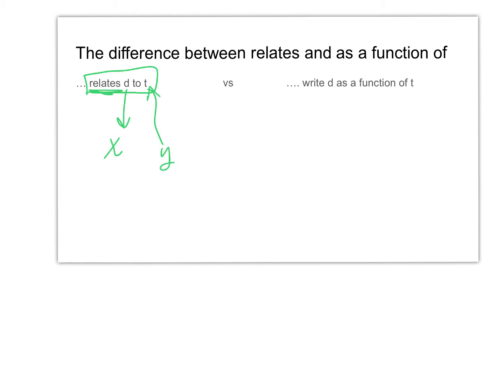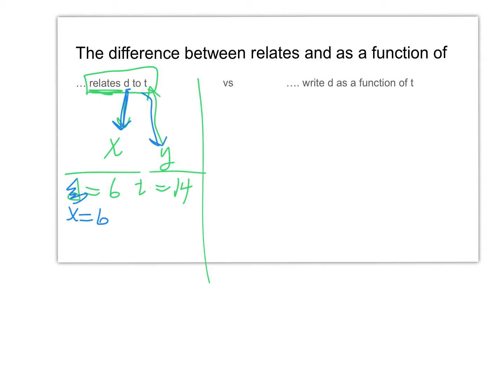So let's say it relates d to t, and I tell you that d is equal to 6 and t is 14. And I say, okay, I want you to write the equation that relates d to t. Again, because d was listed first, that is my x. So d is really x, and my t is really my y.